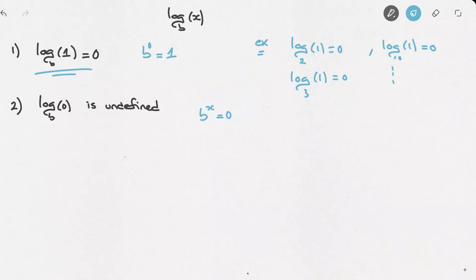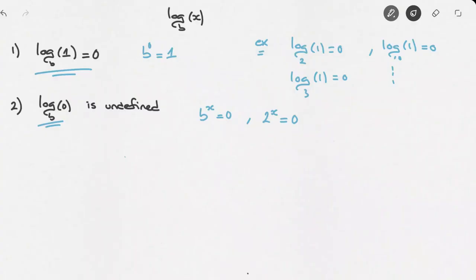For instance, let's say we were asked to solve 2 to the power of x equals 0. Well, you can go ahead and try every single value of x you can think of, but 2 to the power of x equals 0 will never have a solution. Regardless of the power at which we raise 2, 2 to the power of anything will never, ever, ever equal 0. And so consequently, log of 0 is undefined.